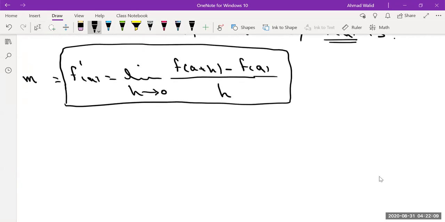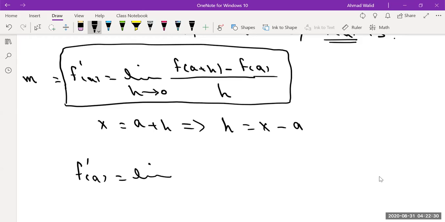Or maybe this one. If I name a plus h x, and if I solve this equation for h, then from here I can say h equals x minus a. And my formula will become this way. f prime a equals the limit as x approaches a. Instead of f of a plus h, I can write only f of x, right? Because a plus h is x.